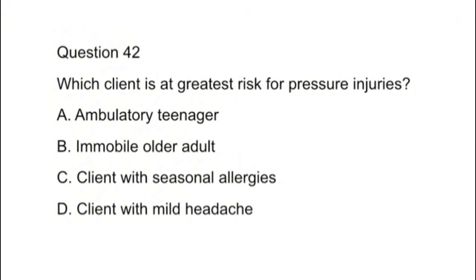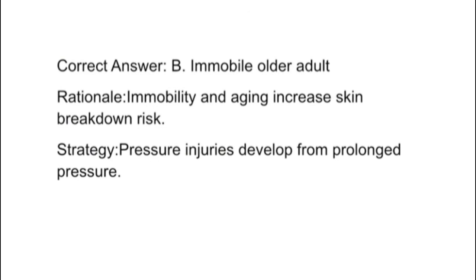Question 42. Which client is at greatest risk for pressure injuries? A. Ambulatory teenager. B. Immobile older adult. C. Client with seasonal allergies. D. Client with mild headache. Correct answer, B. Immobile older adult. Rationale: Immobility and aging increase skin breakdown risk. Strategy: Pressure injuries develop from prolonged pressure.